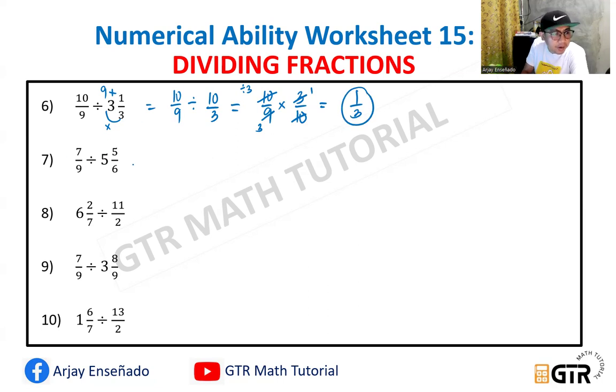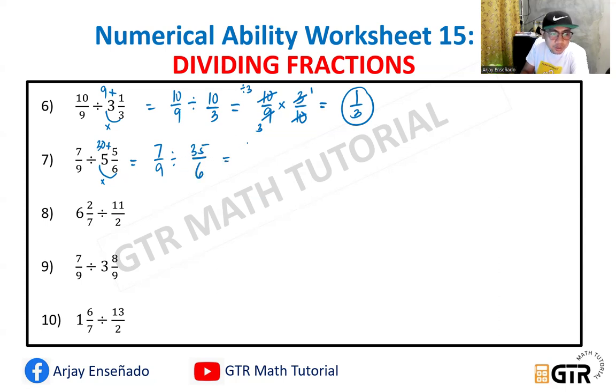Okay, so next number for number 7. 7 over 9 divided by 5 and 5, 6. So just copy the 7 over 9 and the division symbol. And then change this to improper fraction. So just multiply this. 6 times 5, we have 30. Add the numerator, 30 plus 5. So we have 35 over 6.